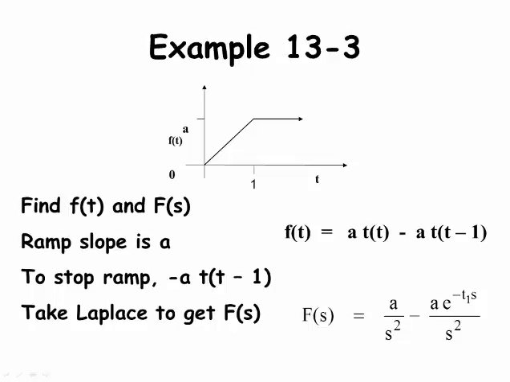Ramps seem to cause students a lot of difficulty. It may be because with ramps the term a times t of t keeps trying to ramp up. Students forget that they have to add a term to make the ramp stop rising. And if we want to make the ramp go downward at a negative a slope beginning at time t equals 1, we need to subtract a second negative ramp amount to make the line slope downward.